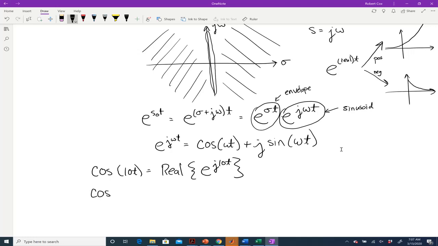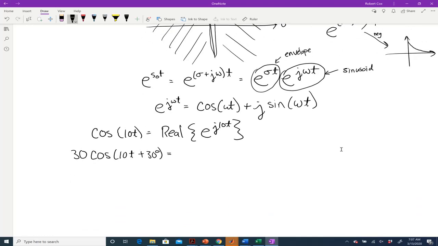Let's say I had 30 cosine of 10t plus 30 degrees. Well, I could say that that was equal to the real part of, and just to maybe make that a little bit simpler, what is that the real part of? One thing that might be easier is you say, well, what if I had 30 times cosine of 10t plus 30 degrees plus j sine of 10t plus 30 degrees, okay?